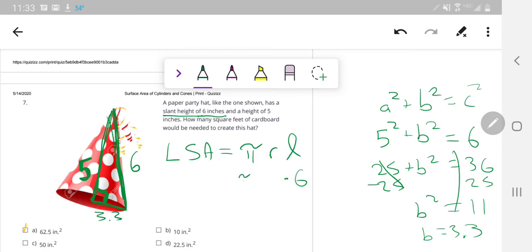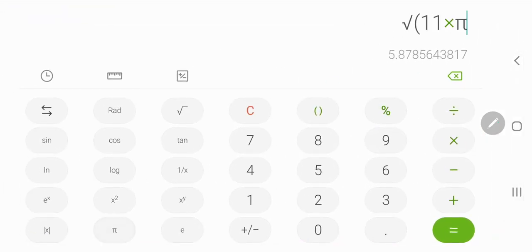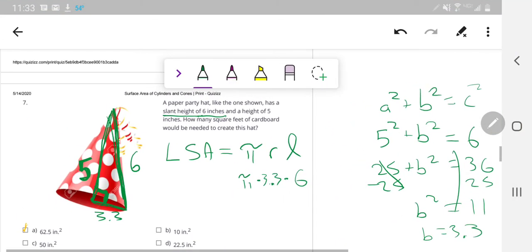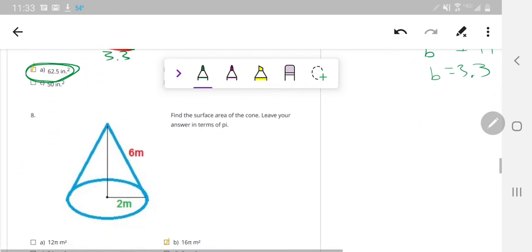So now we have pi times 3.3 times 6. So pi times, let's clear it out, pi times 3.3 times 6 gets me about 62. And wow, it actually worked. Okay, so that's another challenge problem. Wow. I'm going to apologize actually for putting that on there. That was a tricky one.